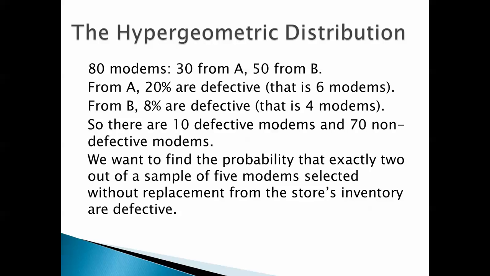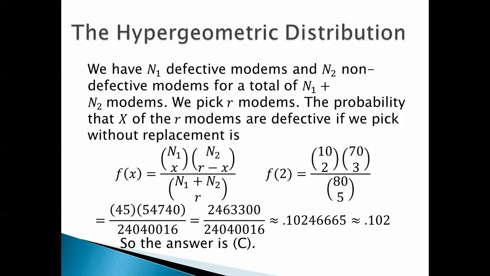We want to find the probability that exactly 2 out of a sample of 5 modems selected without replacement from the store's inventory are defective. This is just like the picking balls from an urn problem or picking cards from a deck problem. So again, if we have N1 defective modems and N2 non-defective modems for a total of N1 plus N2 modems, and we pick R modems, the probability that X of the R are defective if we pick without replacement is just the formula we've seen before: N1 choose X times N2 choose R minus X, all over N1 plus N2 choose R.